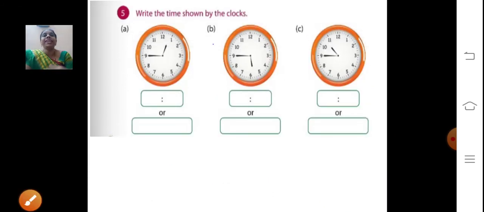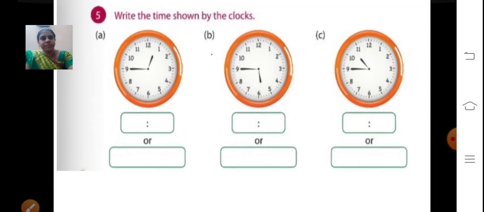Just see this. Write the time shown by the clock. Now tell me, how will you write the time? Yes, first hour and the minute, isn't it? So hour, then colon, then followed by minutes. Now tell me where the hour hand is. That means the smaller hand. It has crossed 12, isn't it? So time is 12.